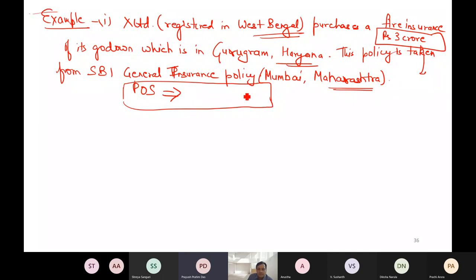West Bengal, sir. West Bengal. Any other answer? West Bengal is the correct answer. Why? Because recipient is registered. So it does not matter for which office this registered recipient is taking the insurance policy. Answer always remains same if the recipient is West Bengal. Very good. Correct answer.